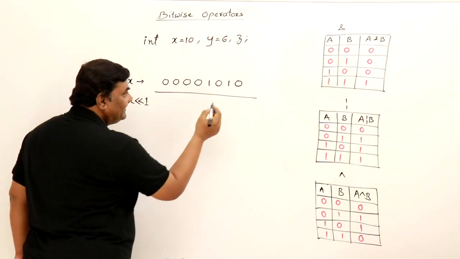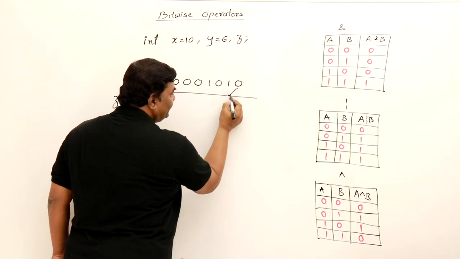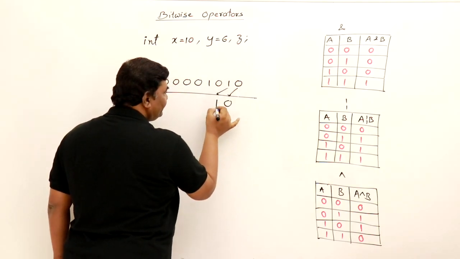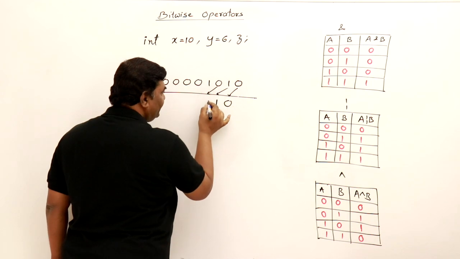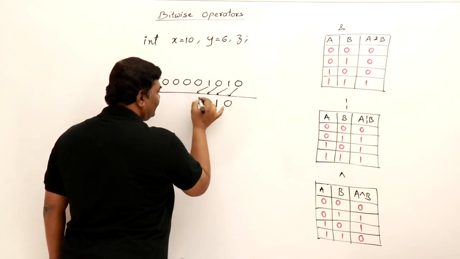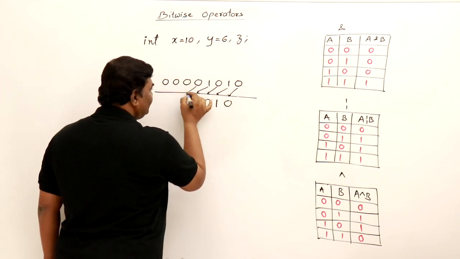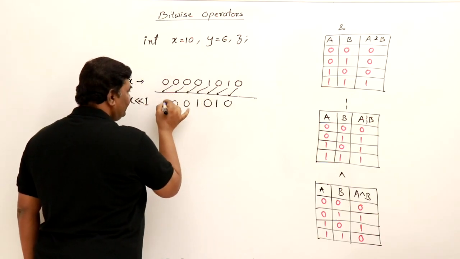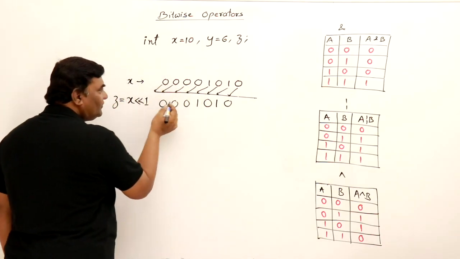So what does it mean? This 0 should come here, so this should become 0, and this 1 should come here. So this is 1. This 0 should come here. So this is 0. This 1 should come here. So this is 1. And this 0 shifts here, and this 0 shifts here, and this 0 shifts here, and it goes on.